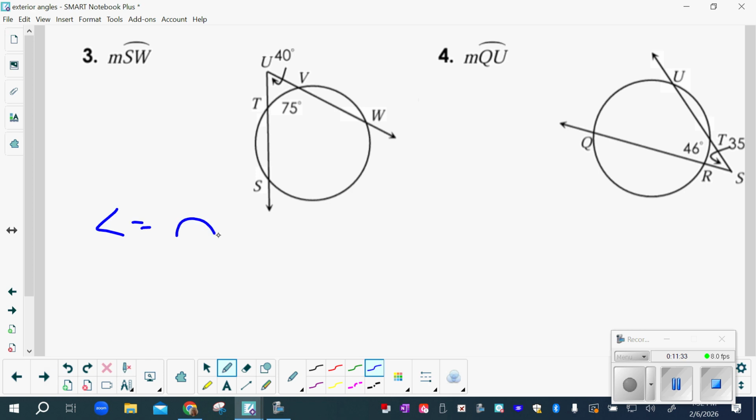Angle equals arc minus arc divided by 2. Guess what? I'm missing a piece. So you know what I'm going to do? I'm going to put a little X right there, because I need SW. It's going to help you. Yes.